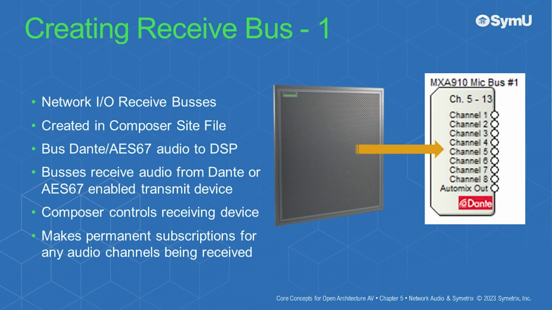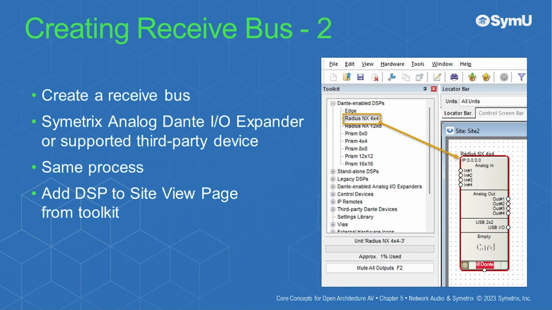Network I/O receive buses are created in the Composer site file to bus Dante and AES67 networked audio to the DSP. These buses can be created to receive audio from any Dante or AES67 enabled transmit device. Because Composer controls the receiving device, it makes permanent subscriptions for any audio channels being received. To create a receive bus for any Symetrix analog Dante I/O expander or third-party supported device, the process remains the same.